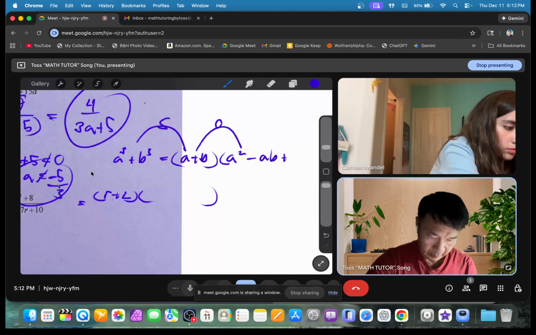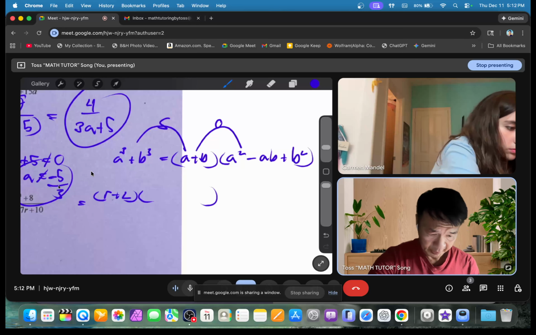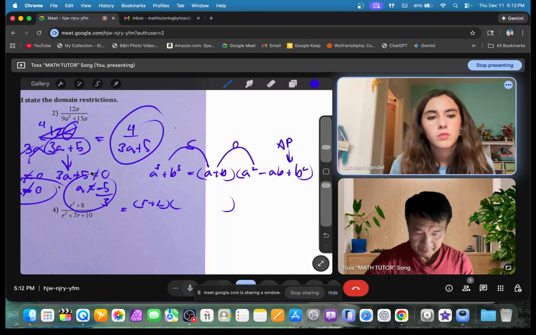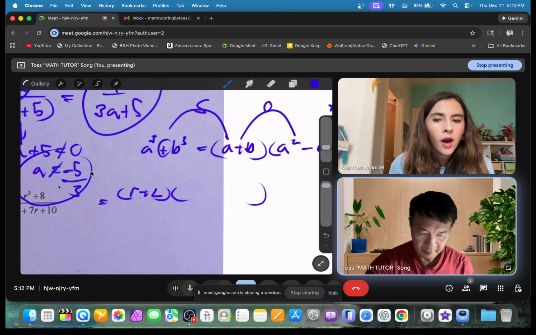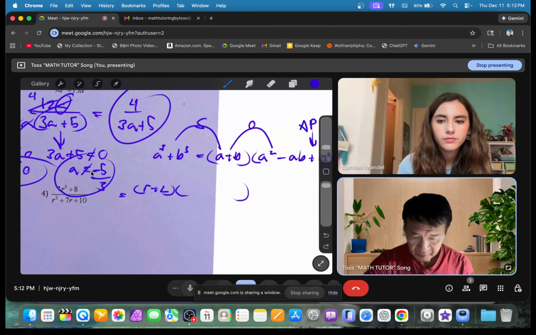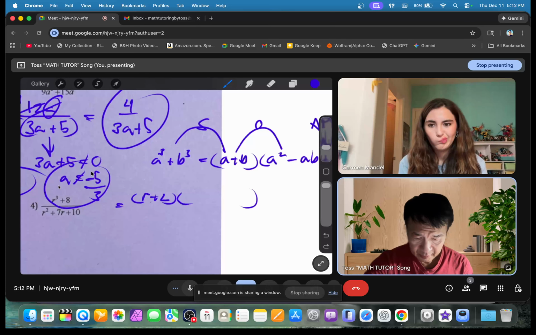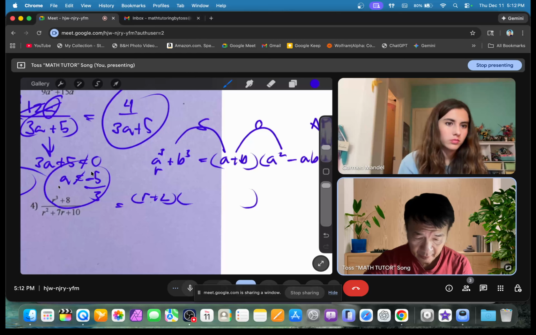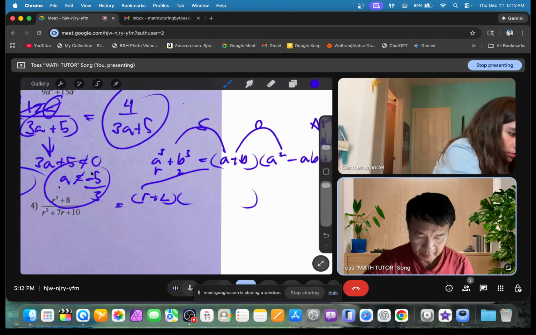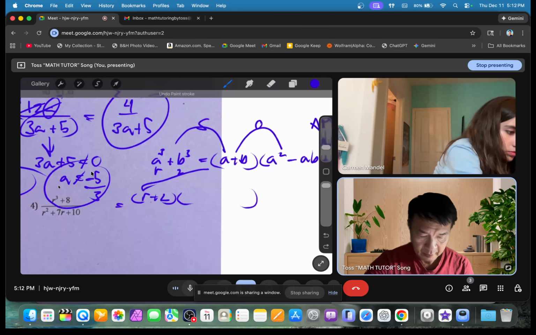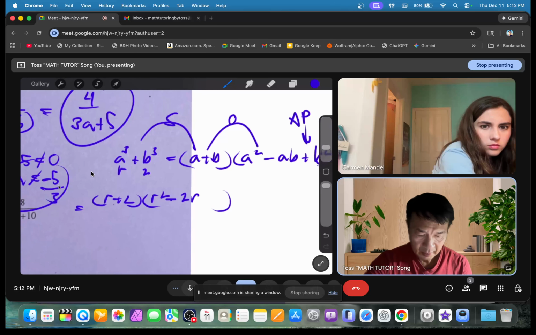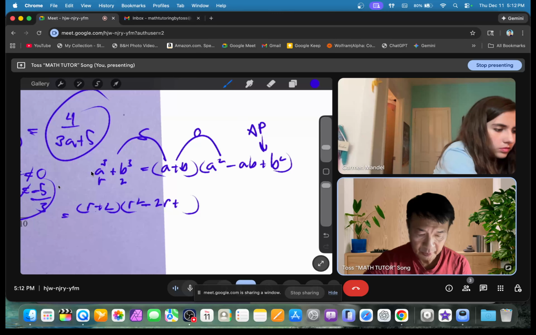So this one here will be always plus. I think of it as SOAP: same, opposite, always plus. If this were minus, there'd be minus here, and then it'll be plus here for the other one, the difference of cubes. So anyway, your r is your A, 2 is your B. So I got A plus B here, and then you're going to do A squared, which is r squared, minus A times B, which is 2r, plus B squared, which is 2 squared, which is 4.